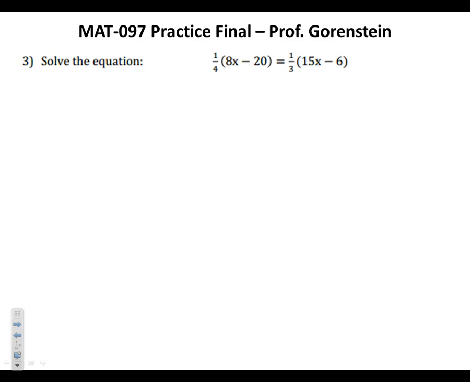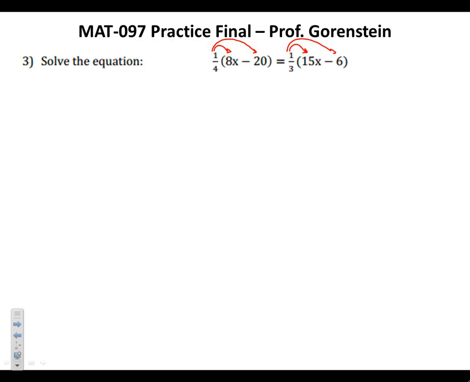I'm going to skip that step because in this case, if we distribute the fractions, the resulting equation will contain only whole numbers. 1/4 times 8 is a whole number, 1/4 times -20 is a whole number, likewise on the right hand side. So I'm going to start off this equation by distributing the 1/4 to both terms inside the parentheses on the left and distributing the 1/3 to both terms inside the parentheses on the right.